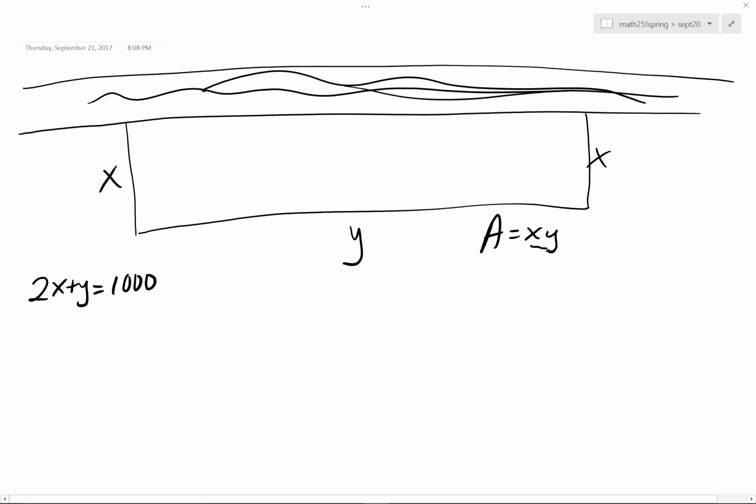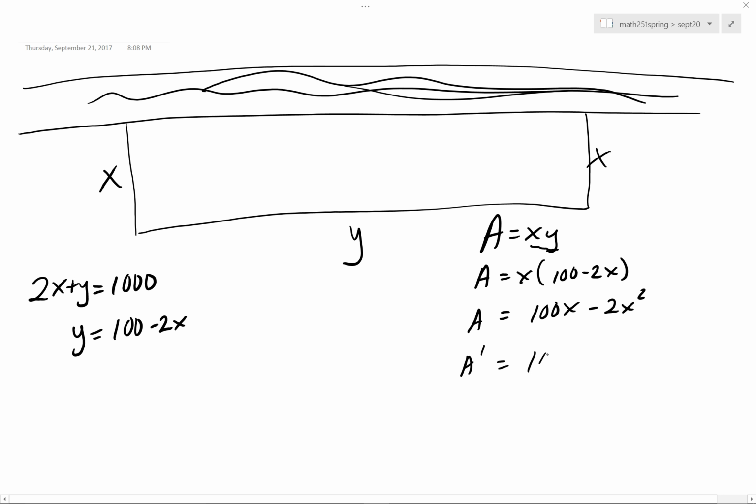But once again, I need to get rid of one of them. So over here, I do this. Right? So then the area is equal to x times 1,000 minus 2x, which of course is 1,000x minus 2x squared. So A prime is equal to 1,000 minus 4x. Put it equal to 0. Oops. That's 1,000, dummy. I knew that looked funny. 1,000 equals 4x, so x equals 250.